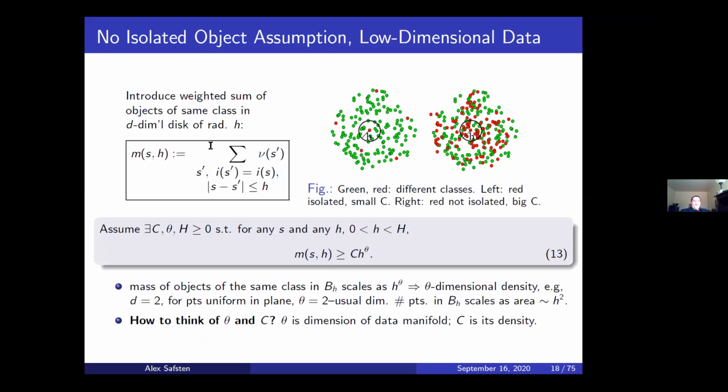The final topic that I will discuss today is the stability of bad sets and the so-called no isolated object assumption.